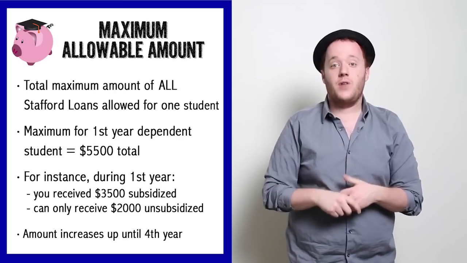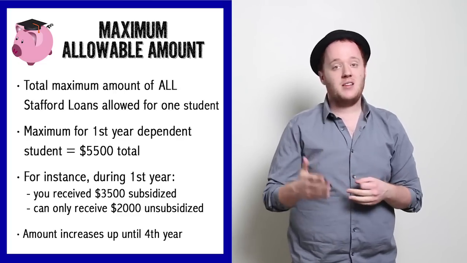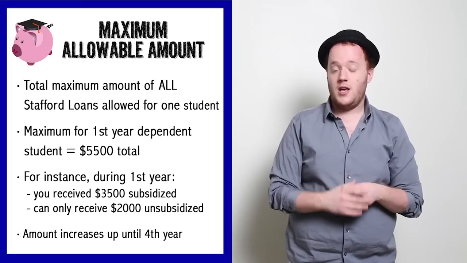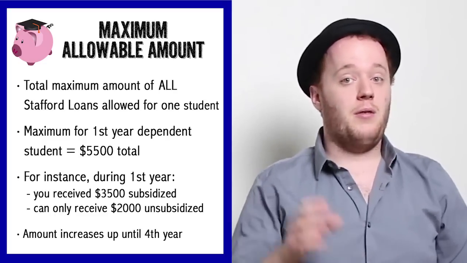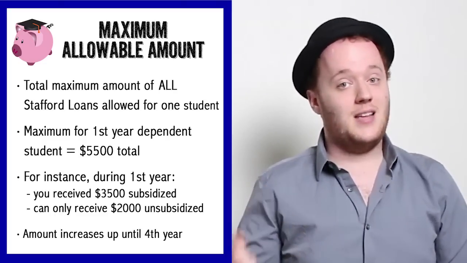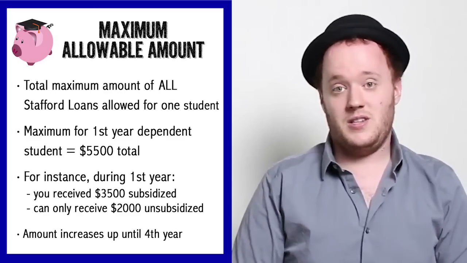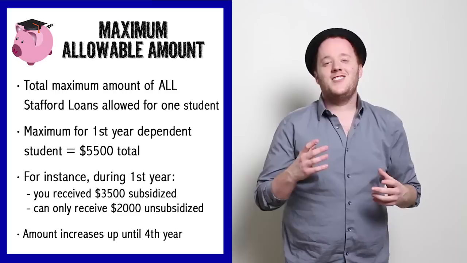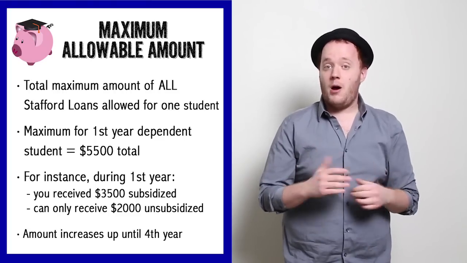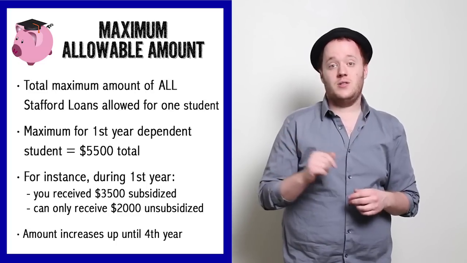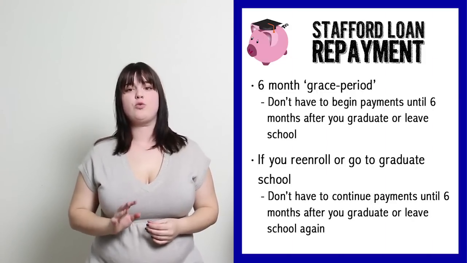For instance, for a first-year dependent student, the maximum amount of Stafford loans a student can take out is $5,500. Now, if we were to calculate that based on a student who got $3,500 in direct subsidized loans, they could only take out an additional $2,000 in unsubsidized loans for their first year of college. Just like the loans themselves, the borrowing limit will increase every year a student is in college up until the student's fourth year.